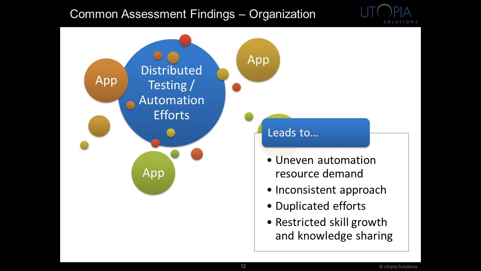And another issue that we see is uneven automation resource demand, right? On an individual project, the demand for an automation resource can be spiky. If you combine that effort across a group of people and across multiple projects, you can even out that demand curve and make better use of the resources you've identified to be automation engineers.